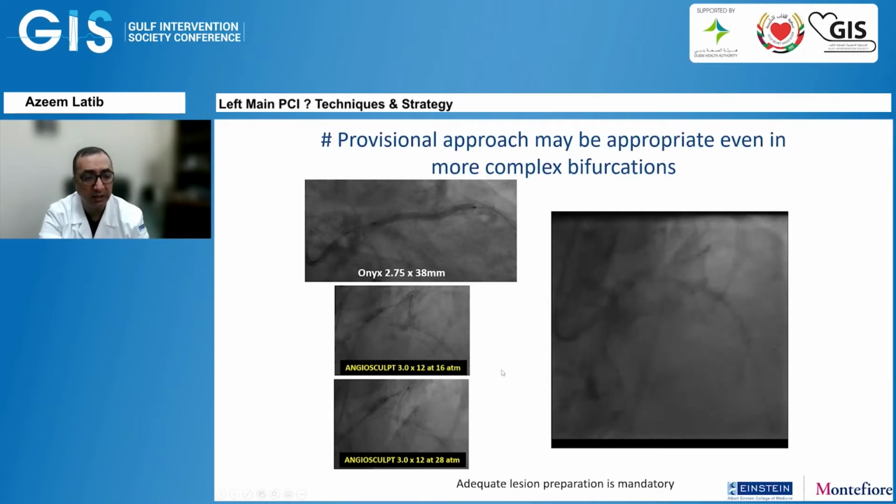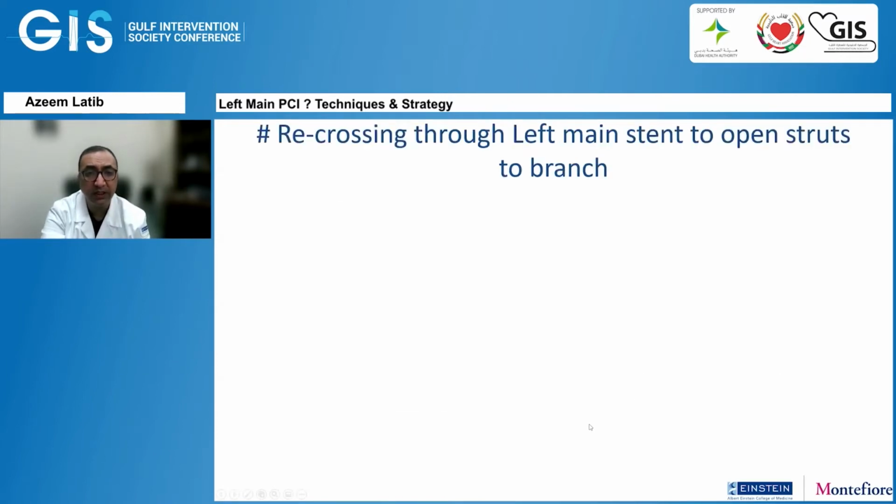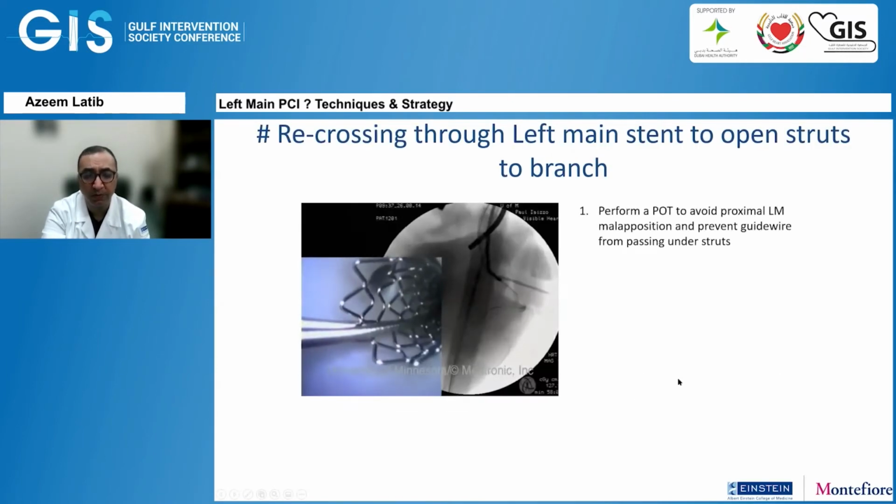In this case, I treated the circumflex with an AngioSculpt, got a pretty decent result with the AngioSculpt, and then went with my left main stent, trying to cover from the ostium across the bifurcation, overlapping with my previous stent. Here I chose a 3.5 by 22 millimeter stent. And after implanting the stent, I then always POT first. So I went with a larger balloon, and then I recrossed to perform my final kissing inflation. So let's take you through the recrossing, which I think is very important.